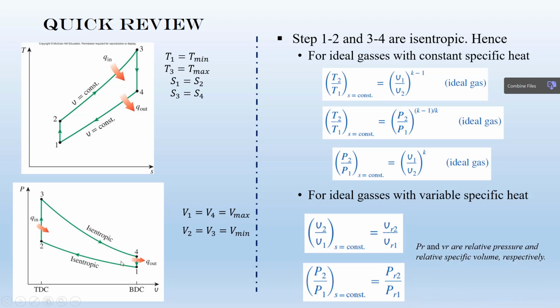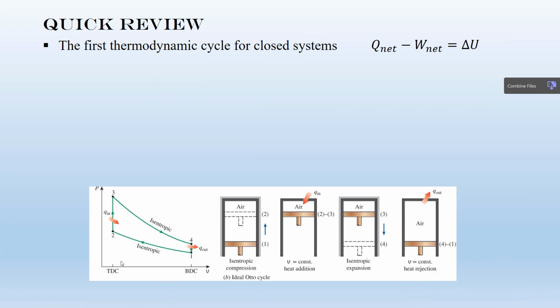This is another type of equations that can help you guys to solve these problems of chapter 9. So you can write Q net minus W net equals the delta U. And the final thing is that, guys, by using this correlation, you can calculate W, work.